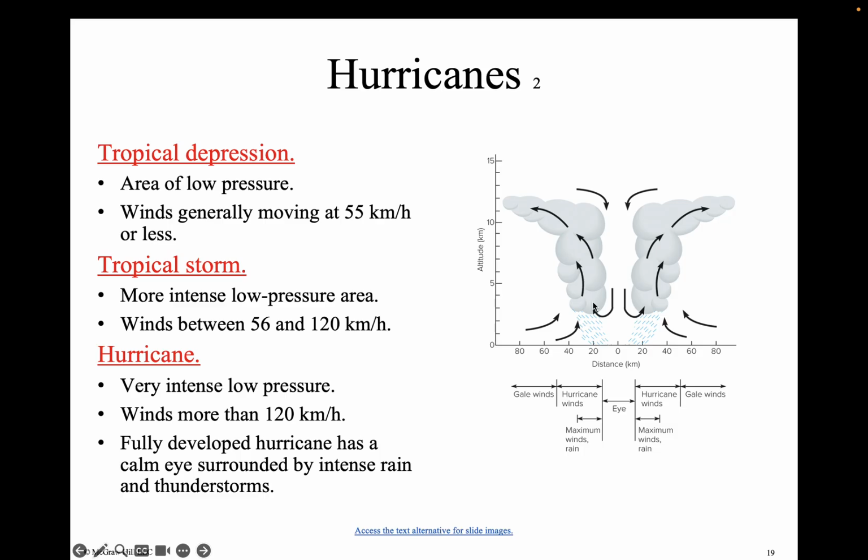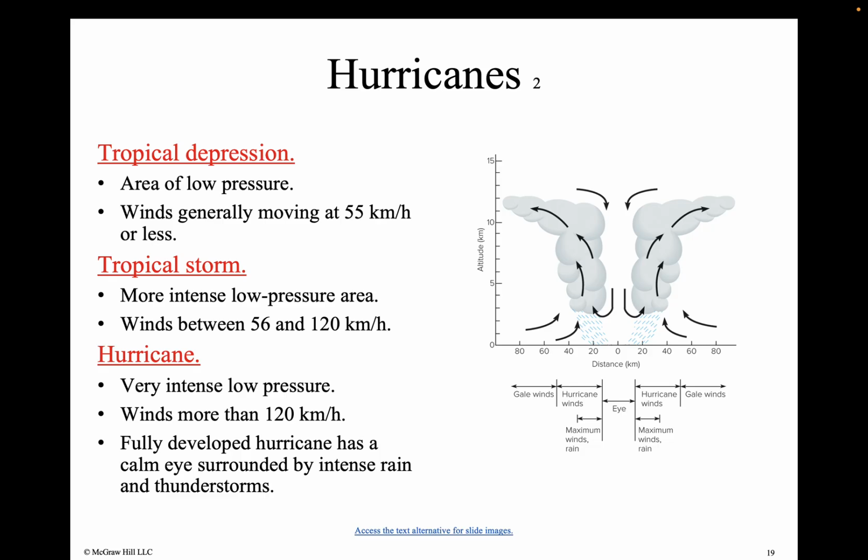Usually they will occur over the Atlantic and also the Pacific Ocean, east of the international date line, and sometimes we can have a typhoon, which is when that hurricane occurs over the north Pacific Ocean and west of the international date line.